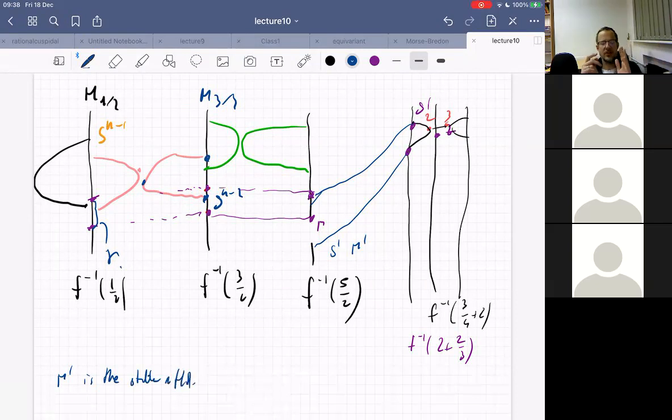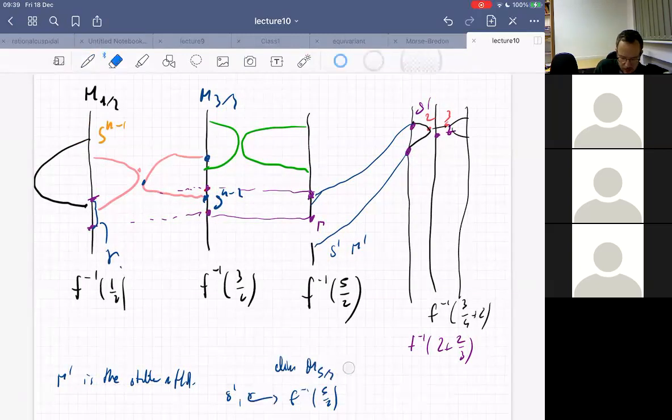But now I have two spheres inside of this manifold, and they have no reason to be the same. There's no reason why gamma should be equal to gamma prime. Gamma is one sphere, gamma prime is another sphere. But abstractly, we have two embeddings of S1 into F inverse of 5 over 2. And now the dimension of M5 over 2 is greater than 4. That's our assumption. And now any two embeddings of S1, this is like the Whitney theorem, any two embeddings of S1 into a four-dimensional space are isotopic. So I can find a homotopy or an isotopy that takes one sphere to another. They are not equal, but they are isotopic.